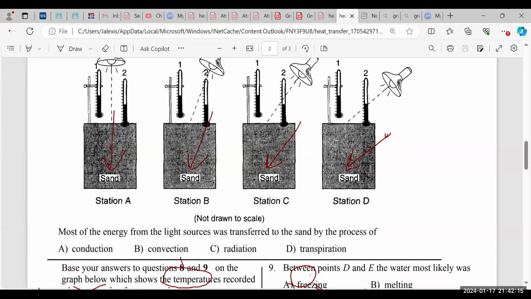All right. So for sure, it definitely can't be transpiration. It can't be conduction. There isn't a circulation of heat taking place, so there's not convection. So therefore, radiation is the correct answer. And remember, from light sources to sand, it's light traveling through space to heat up the sand. That is radiation.